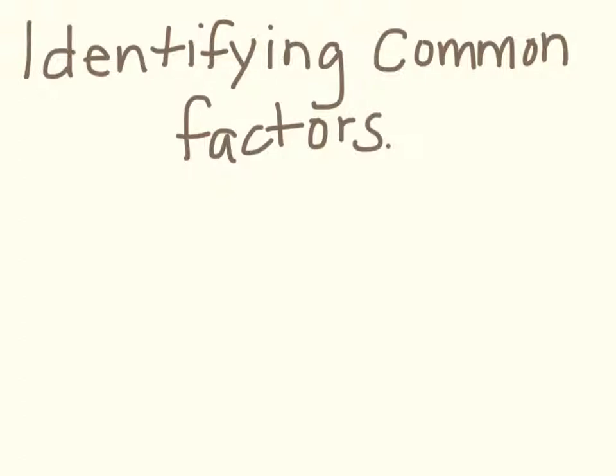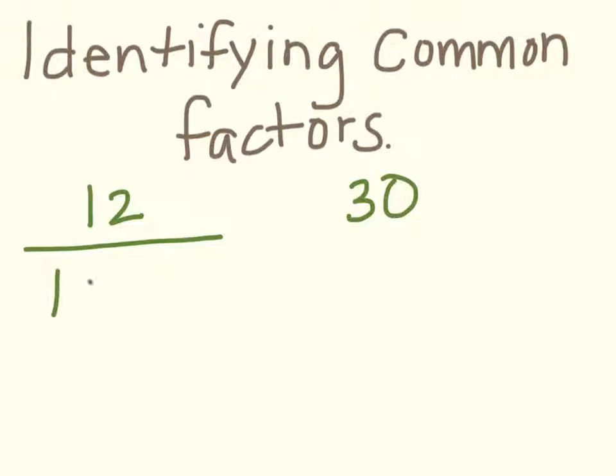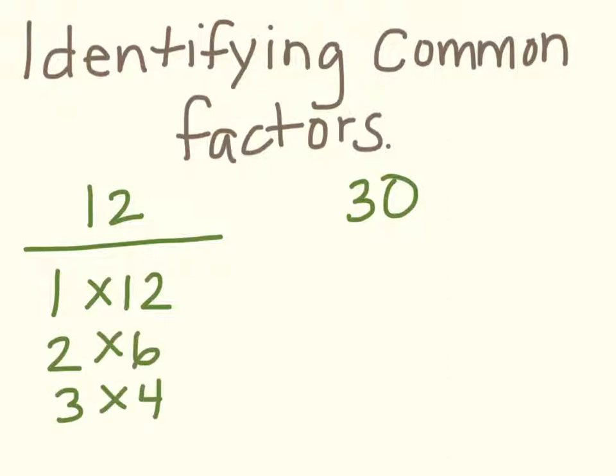Let's start with finding the common factors of two whole numbers, 12 and 30. We'll start by listing the factors of 12. We can take 1 times 12, 2 times 6, and 3 times 4, all to equal 12. Those are our factors of 12.